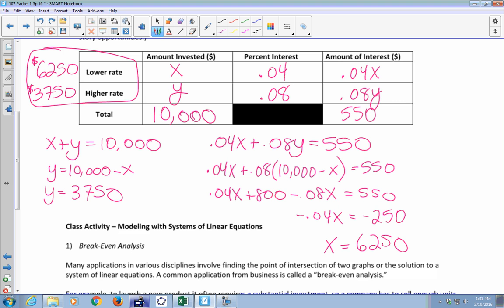Okay, so that's it for the lecture part of class. You're going to be solving word problems that involve systems of equations. Just call me over if you have questions.